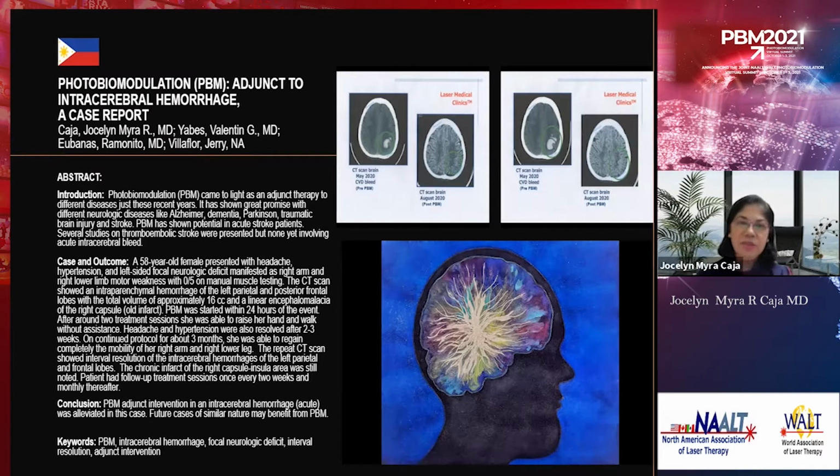This is a case of a 58-year-old presenting with a headache, hypertension, and a left-sided focal neurologic deficit, manifested as right arm and right lower limb weakness with a 0/5 on manual muscle testing. The CT scan showed an intraparenchymal hemorrhage of the left parietal and posterior frontal lobes with a total volume of approximately 16 cc and a linear encephalomalacia of the right capsule, representing an old infarct.